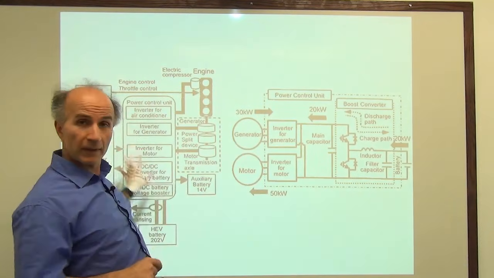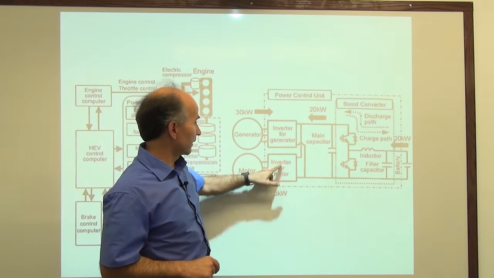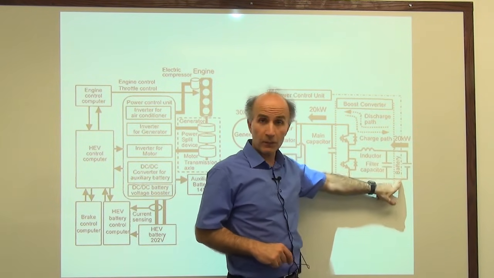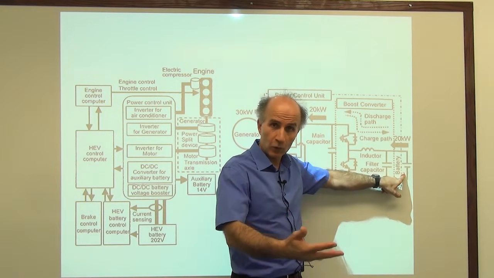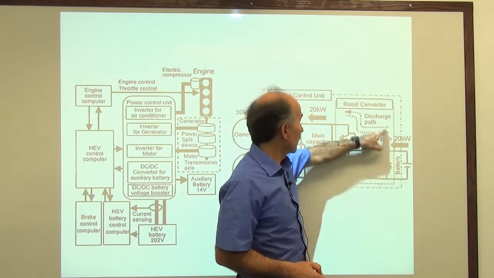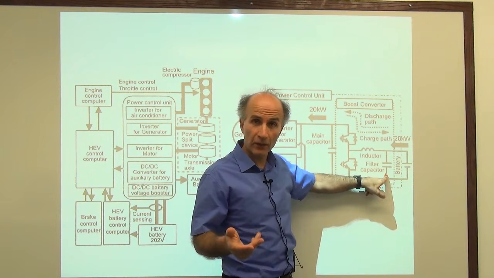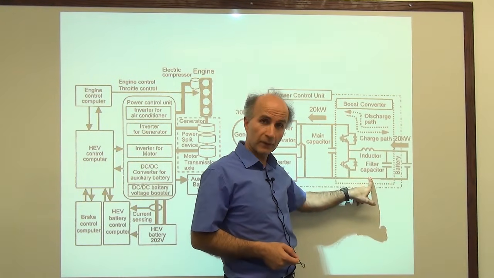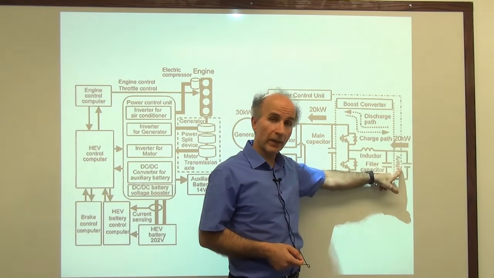In fact, if we just look at one of these, this is a power control unit that is part of the system. In this power control unit, we have an inverter for the generator, an inverter for the motor, and then there's a rechargeable battery that provides energy when we don't want to use the fuel. That rechargeable battery is charged by the circuit here. And we can identify a few familiar components. We have an inductor and a capacitor that serve as a filter to reduce any glitches that appear here before they go to the battery.